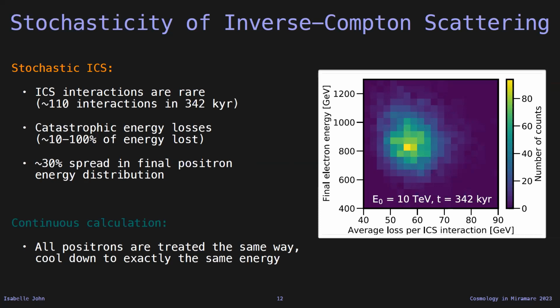Also, some other numbers. Around this time, these electrons only, on average, have 110 interactions. So that's not very much. And then energy losses can take small amounts of energy away, but also very large amounts. So inverse Compton scattering is really a very individual process, so to speak, for each electron. And yeah, so we get this distribution of final energies. And if we think about the continuous approximation, then all positrons are treated in exactly the same way. They will cool down to exactly the same final energy. So we get this one energy compared to this distribution of energies.